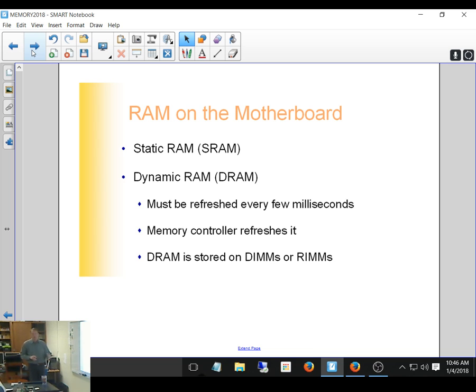So there's two kinds of RAM in our computer. We have static RAM and we have dynamic RAM. Dynamic RAM is dynamic in that it's refreshed all the time, thousands of times a second, every few milliseconds. It's continually getting rewritten. Because of that, it's not as fast as static RAM. Static RAM, you write to and it stays there until you erase or write again. The memory controller controls how often this is refreshed.